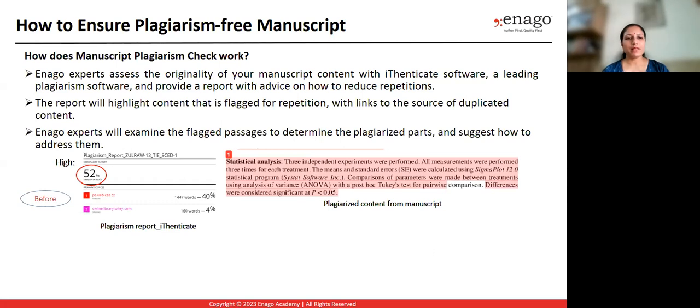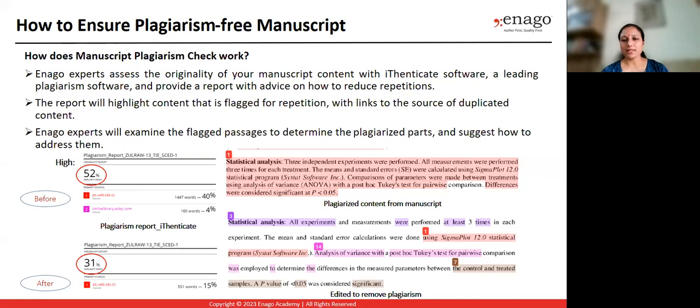We take an example of a highly plagiarized report. 52% similarity index is rather high. As we can see in the excerpt taken from the paper, the content is completely red highlighted, indicating high plagiarism. And this content has been taken as is from the first paper listed in the report, which accounts for 40% plagiarism in the entire paper. Once the content has been edited and we have run the paper through the tool once again, the plagiarism percentage has been reduced to 31%.